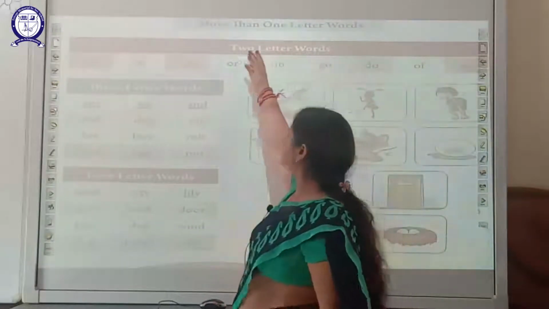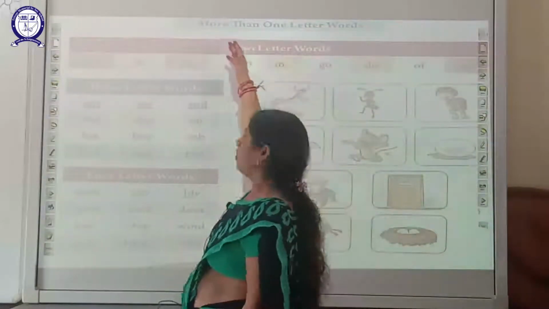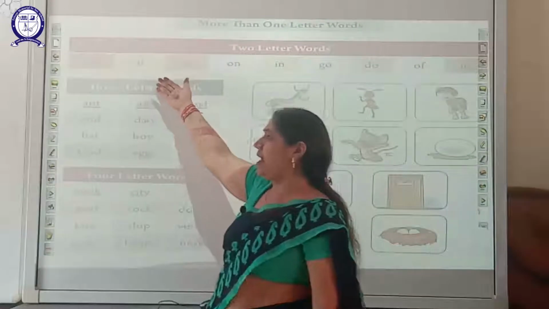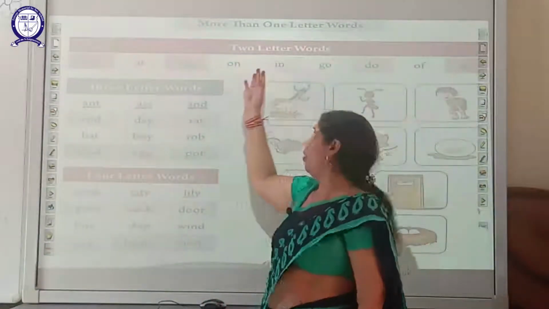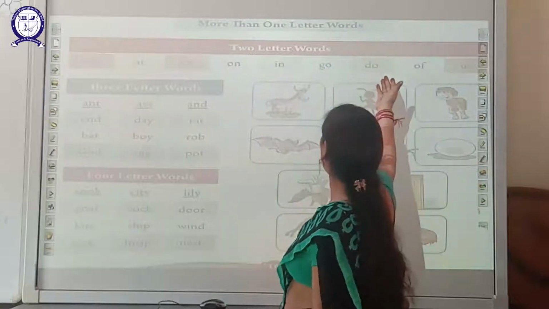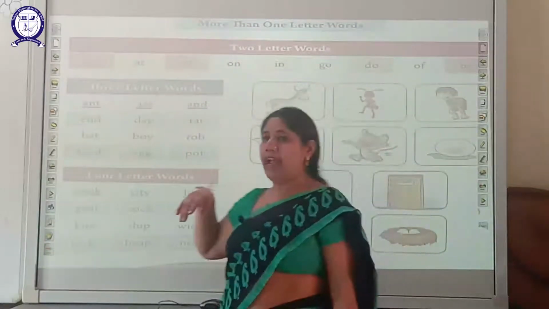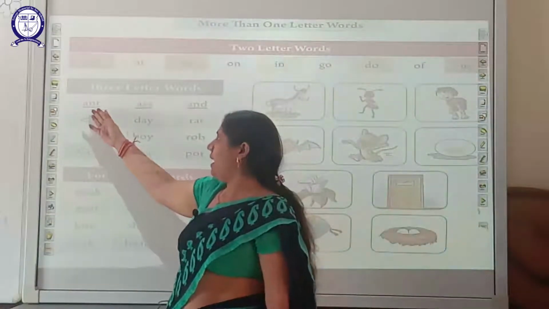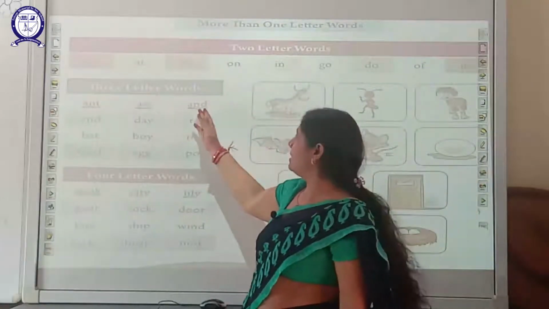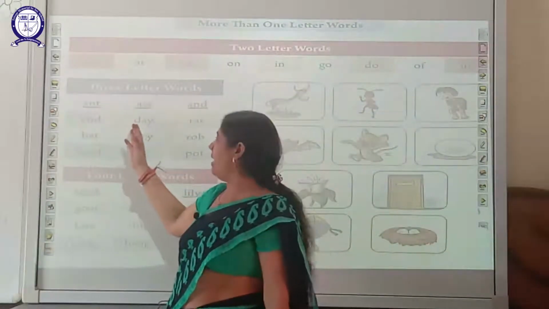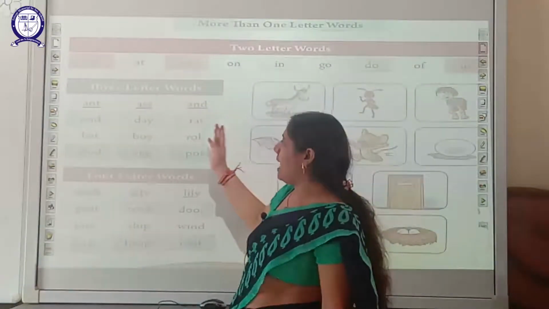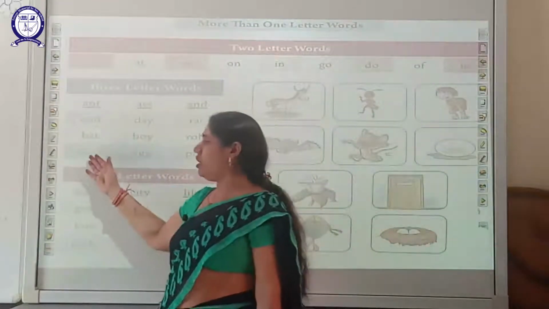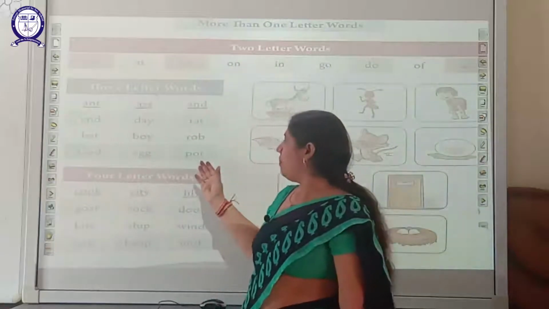More than one letter means two letters, three letters, four letters. There are so many examples of two letter words. For example, AN, AT, OX, ON, IN, GO, DO, OF and US. Here are some examples of three letter words. For example, ANT, ASS, AND, END, DAY, RAT, BAT, BOY, ROB, GOD, EGG, POT.